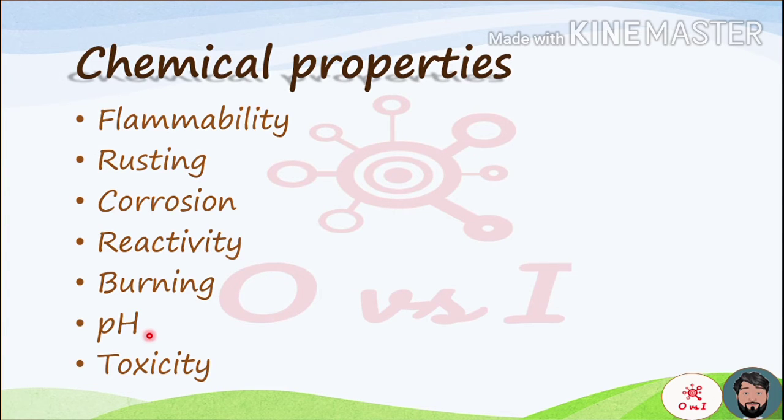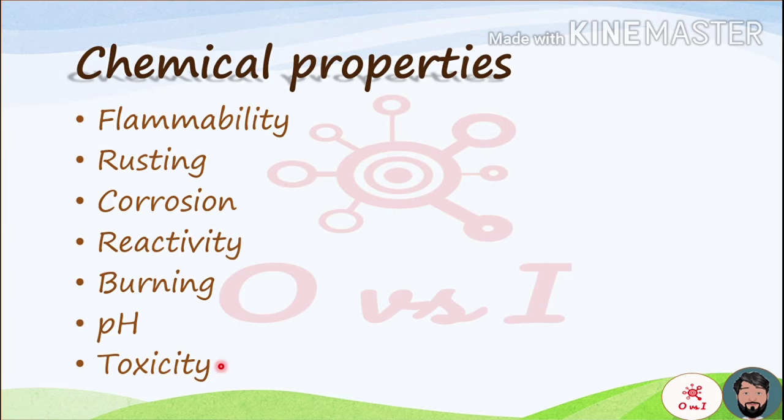Second last is pH. What is the pH of some compounds like water? It has a pH of about 7. And when you see sulfuric acid, it has a pH of 1. And if you see sodium hydroxide, it will have near 14. So it is the chemical property of that compound, and the compound changes in its composition.